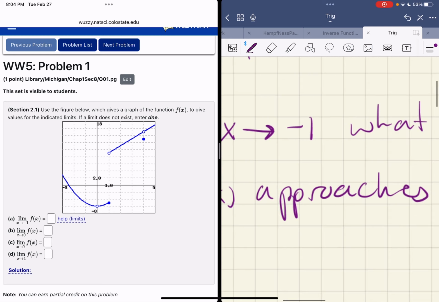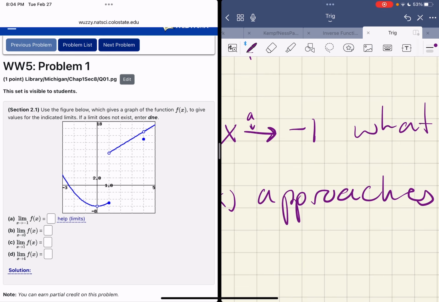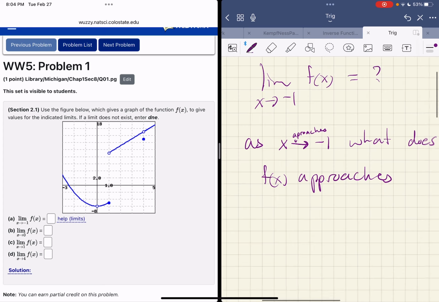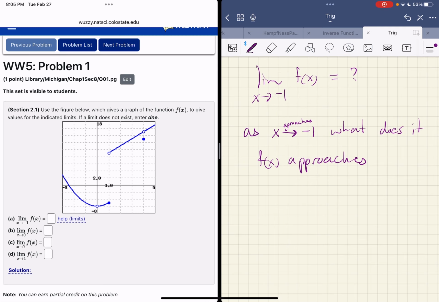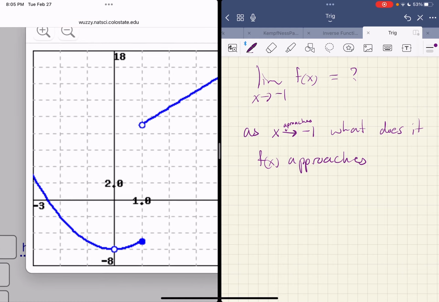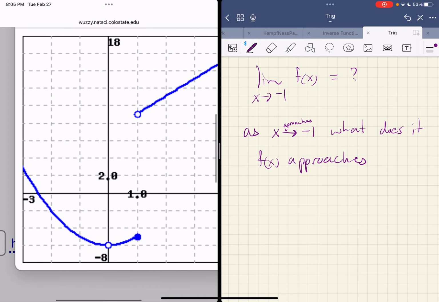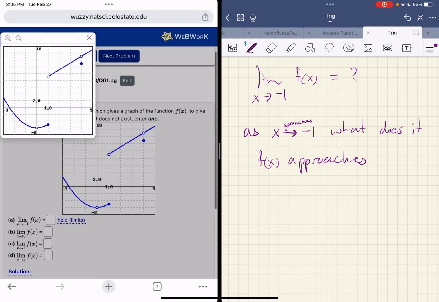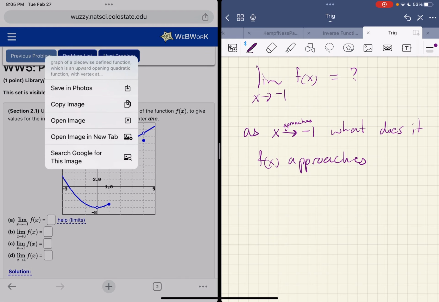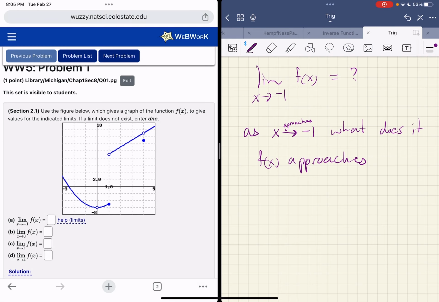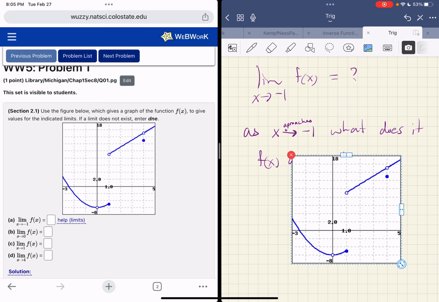Sorry, this arrow here, every time you see it, you can replace it with the word approaches. All right. So as x gets closer and closer to -1, what does f of x get closer and closer to? So looks like x equals -1 is the first dashed line. You know what? Let's just go ahead and copy this image and paste it over here. All right, sweet.